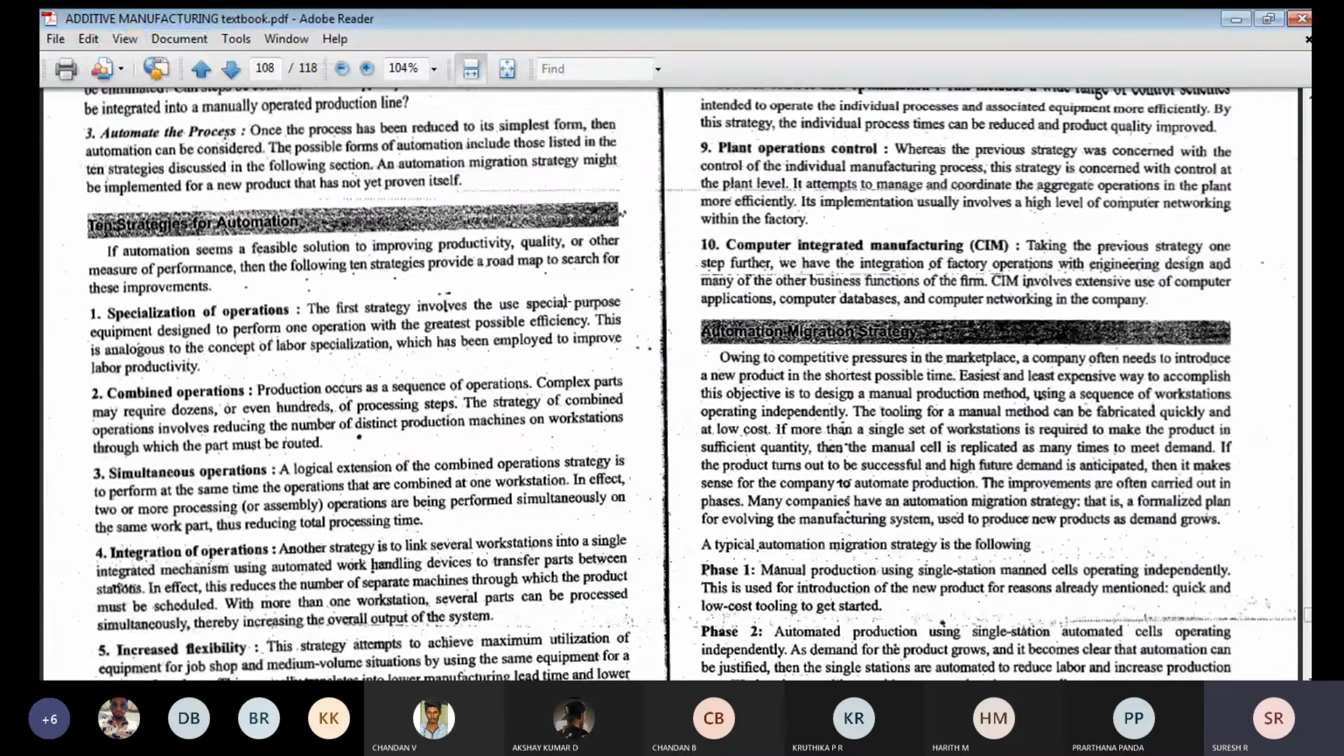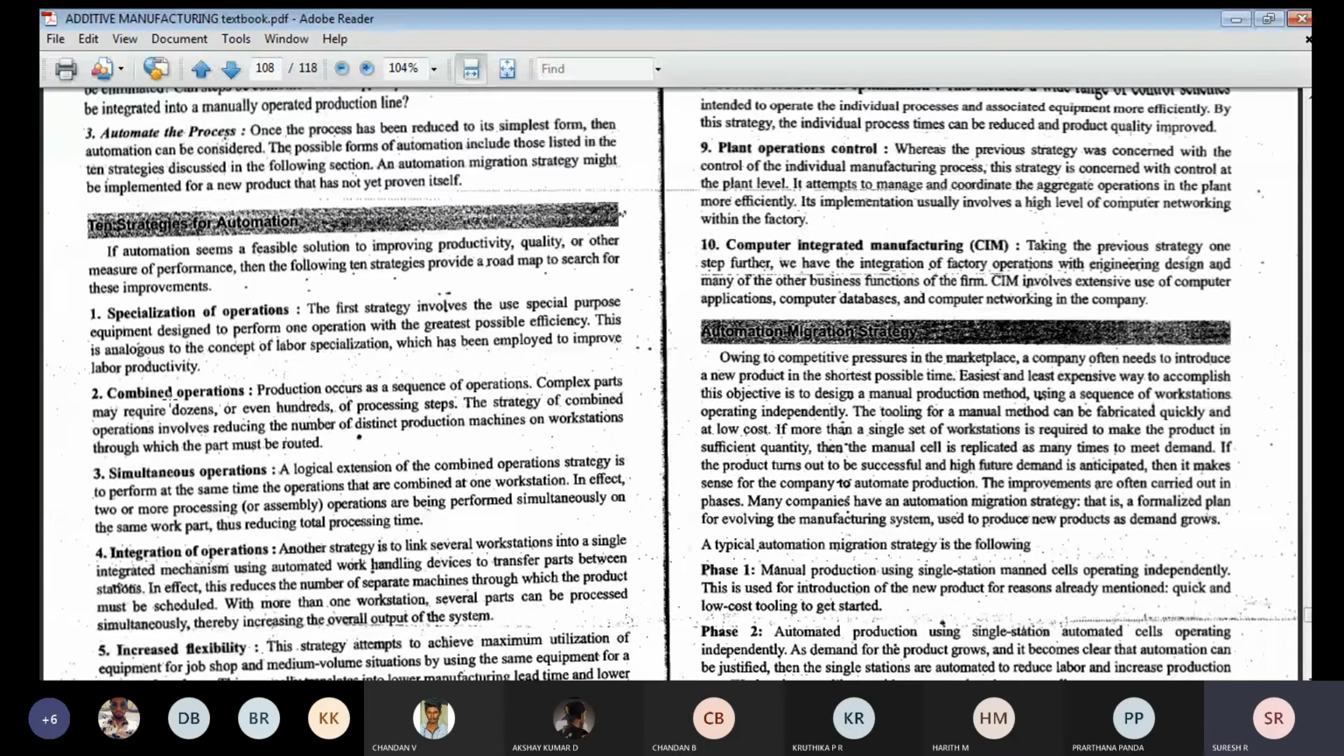So next, we're going for the 10 strategies for the automation. What are the important 10 strategies for the automation? The first important one is the specialization of operations. The first strategy is the use of special purpose equipment designed to perform one operation with the greatest possible efficiency. So the work has to be done accurately, with more efficiency.